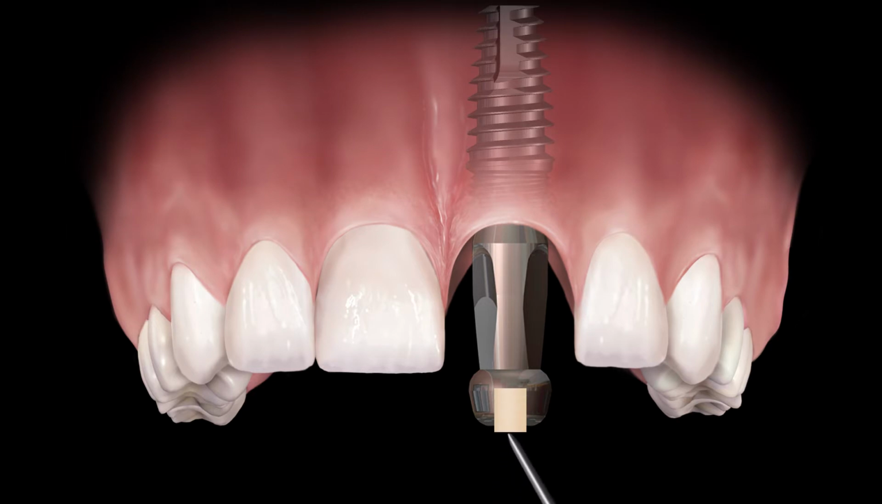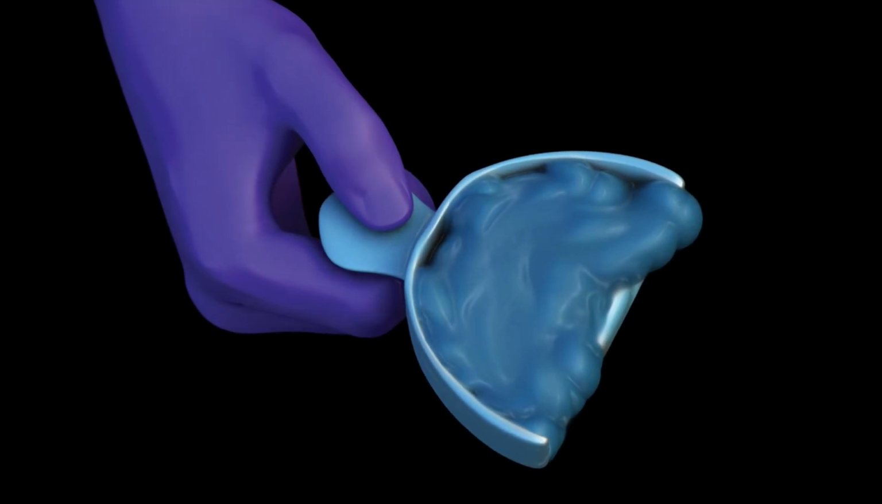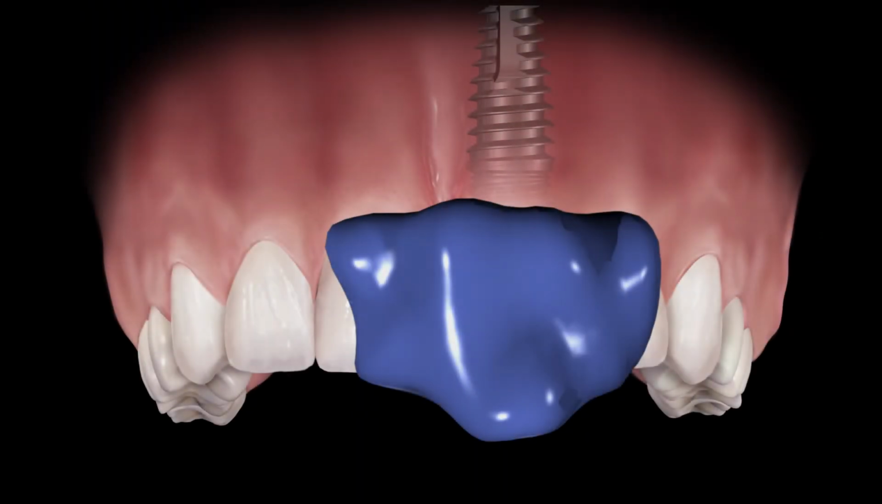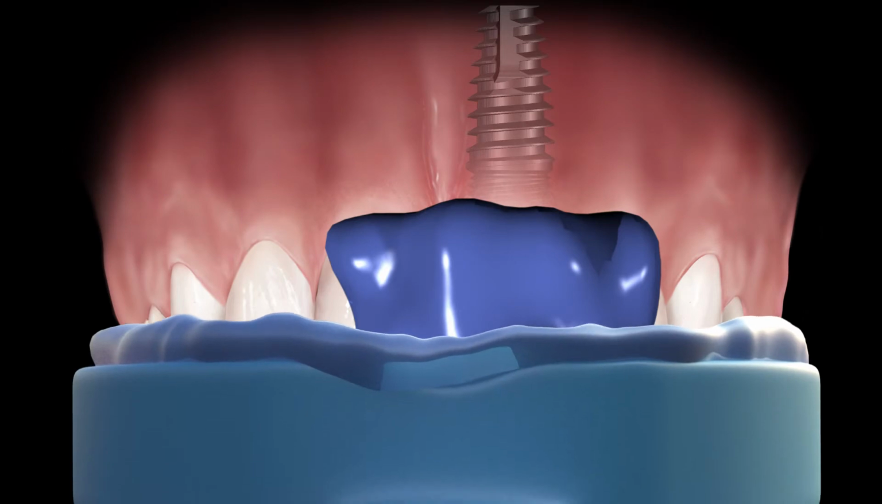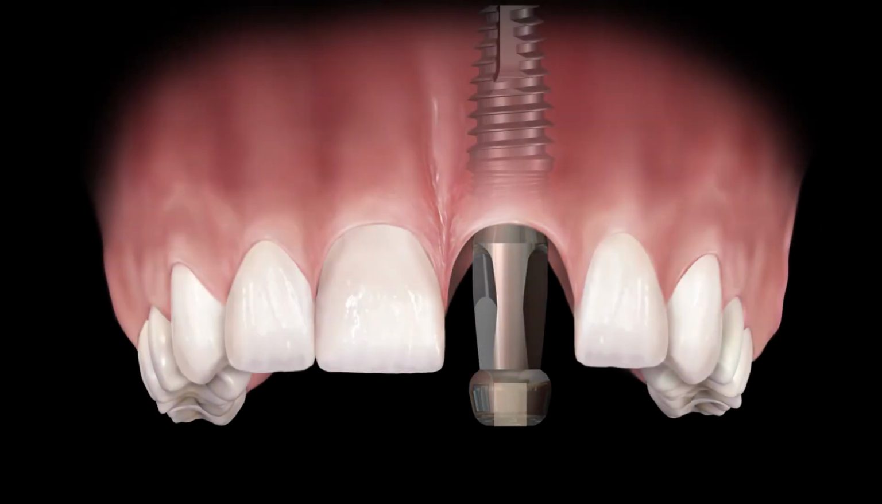Fill the top of the screw head with wax to prevent impression material from flowing into the head of the screw. Inject medium body impression material around the impression transfer and into an impression tray, then take an impression. After the impression material has hardened, remove the impression. Remove the impression transfer from the mouth.